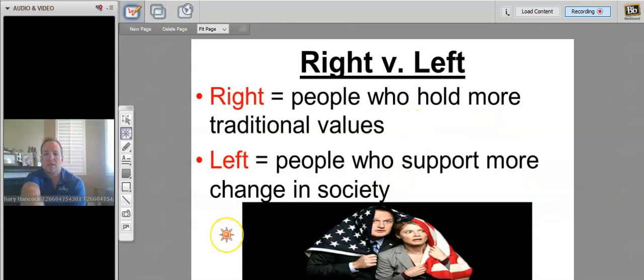They always ask, are you to the left or to the right? Republicans are more to the right, which means they have different values. If you look at chambers in the House, all the Republicans are on the right side of the room and the Democrats are on the left. Basically, the right holds more to traditional values, and the left supports more change in society. You'll see that as you take your little quiz.